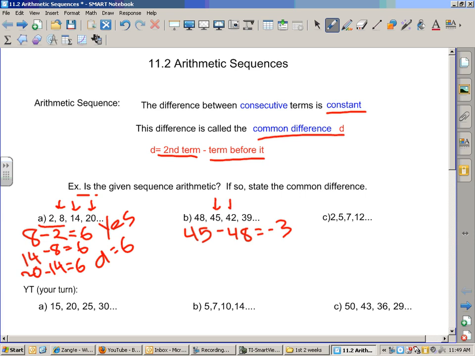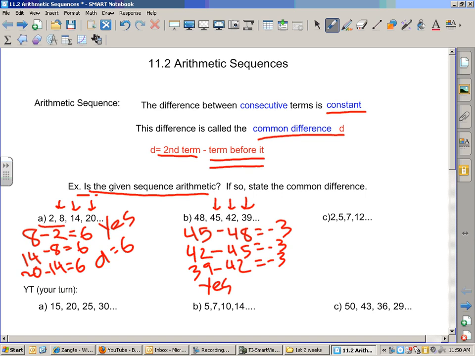So now we'll go to the next term, which is 42. And again, we're subtracting the term before it, which was 45. And again, we ended up with negative 3. And if you did the same thing for 39 minus 42, you'd still get negative 3. So, is the given sequence arithmetic? We know that's a yes. And state the common difference. The difference is negative 3.